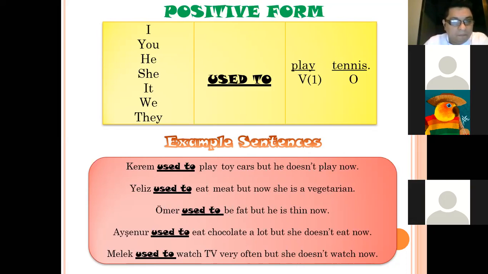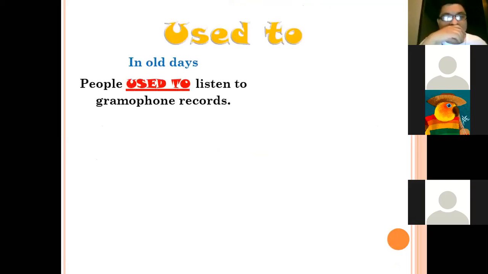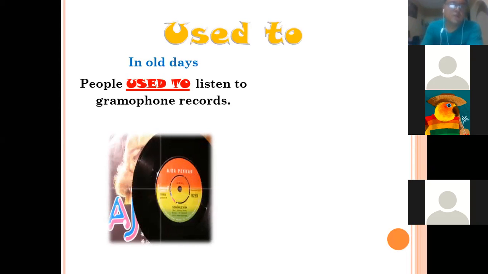Do you guys understand this? Everything is positive sentences, okay? When you used to do something. All right, let's go on with the next. Used to, in old days. Glenda, can you continue reading, please? In old days, people used to listen to gramophone records, all right? Very good. Those ones.